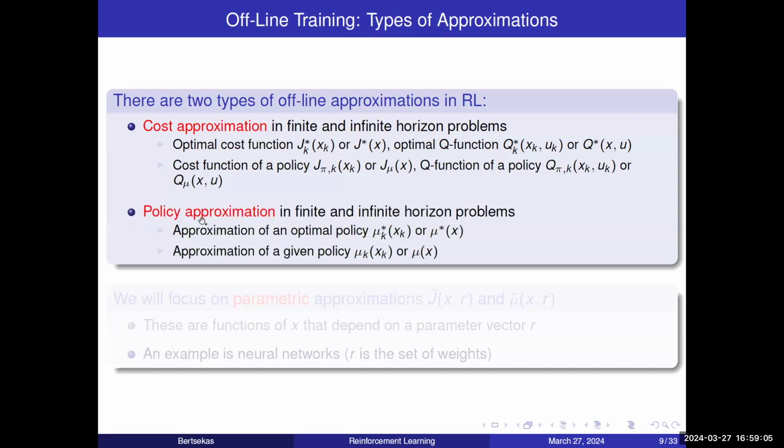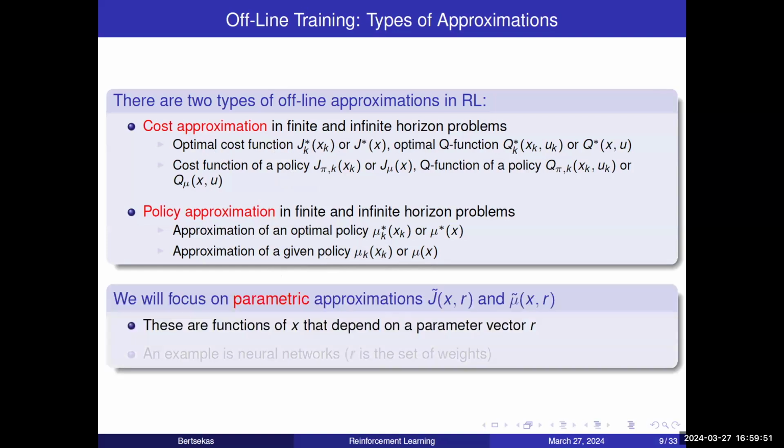Another type of object we would like to approximate is policy approximation in finite and infinite horizon problems, whereby we would like to approximate either the optimal policy, mu k star or mu star, or a given policy, mu k or mu. So if we have access to the optimal cost function or the optimal policy, of course, that is a better object to approximate, but most often we don't have access to that.